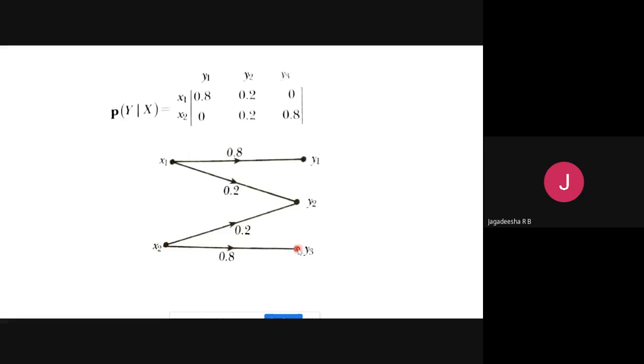So no arrow is pointed from X1 to Y3. And similarly, X2 does not go to Y1. So you do not have an edge from X2 to Y1. Otherwise, you have the edges in the rest of the places with probabilities of 0.2 and 0.8. That's how you map between the matrix and the channel. Or if the channel is given, you find out the matrix. It's very straightforward.